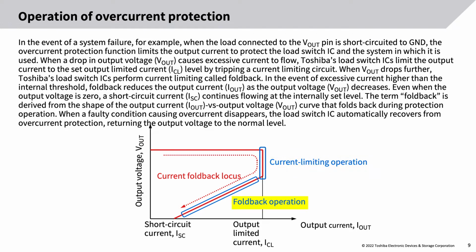When Vout drops further, Toshiba's load switch ICs perform current limiting called foldback. In the event of excessive current higher than the internal threshold, foldback reduces the output current, Iout, as the output voltage, Vout, decreases. Even when the output voltage is 0, a short circuit current, ISC, continues flowing at the internally set level. The term foldback is derived from the shape of the output current, Iout, vs output voltage, Vout, curve that folds back during protection operation. When a faulty condition causing overcurrent disappears, the load switch IC automatically recovers from overcurrent protection, returning the output voltage to the normal level.